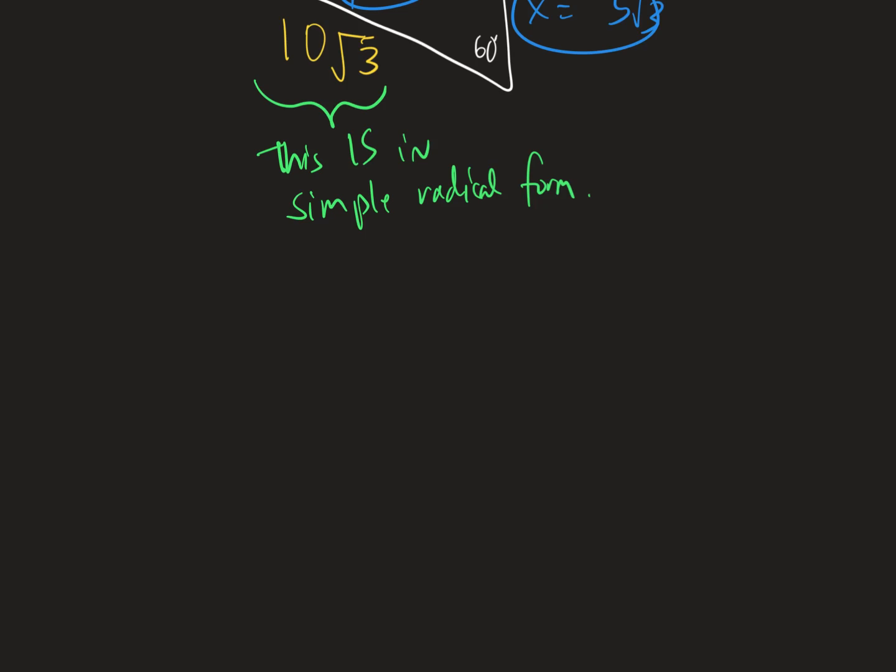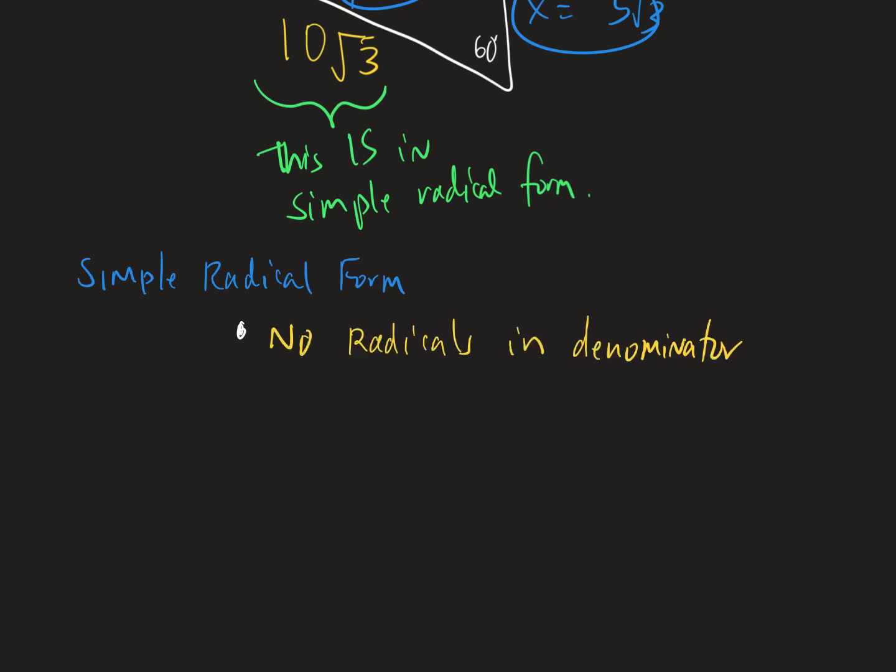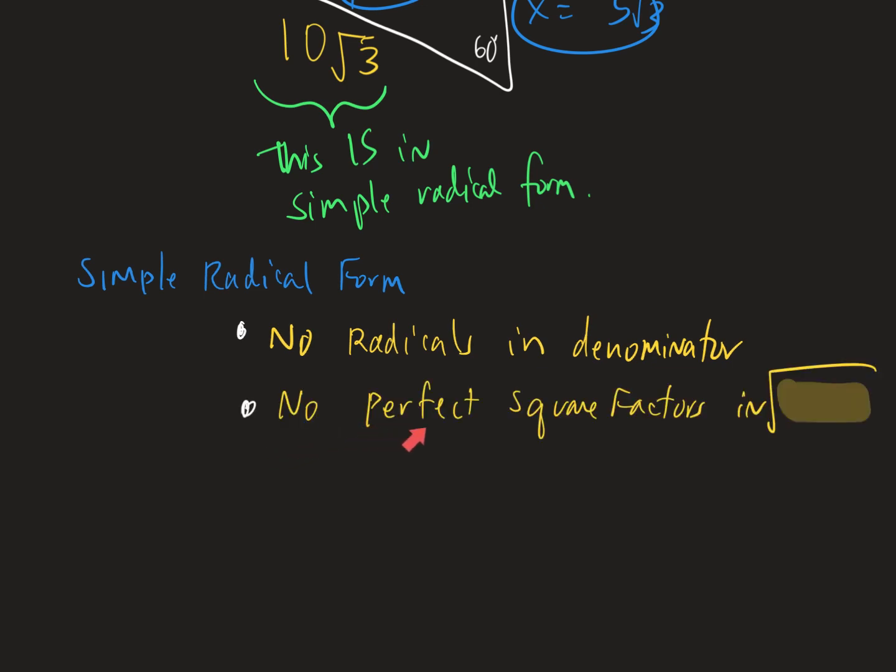So let's talk about what it means for a number to be in simple radical form. There will be no denominators, no radicals in the denominator, and also no perfect square factors in the radicand, the expression under the radical sign. So let's look at a couple of examples.